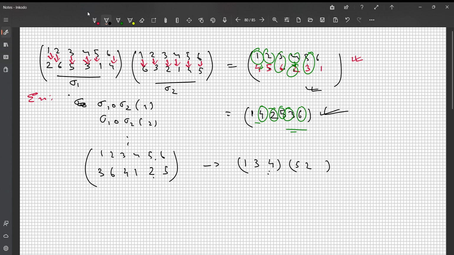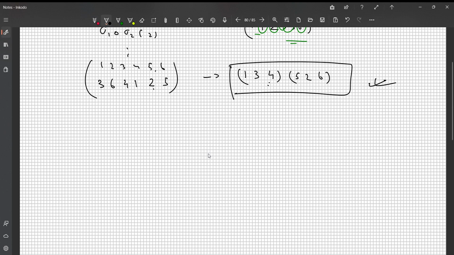Come to the next cycle. What are the elements left after the ones mapped here? So we will start with 5 now. 5 goes to 2, 2 goes to 6, and 6 comes back to 5. So that's your exact cycle notation. Clear?